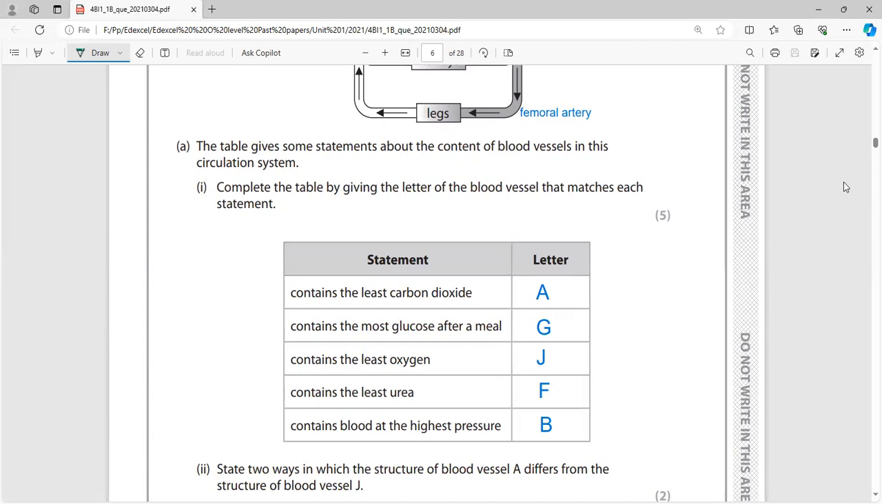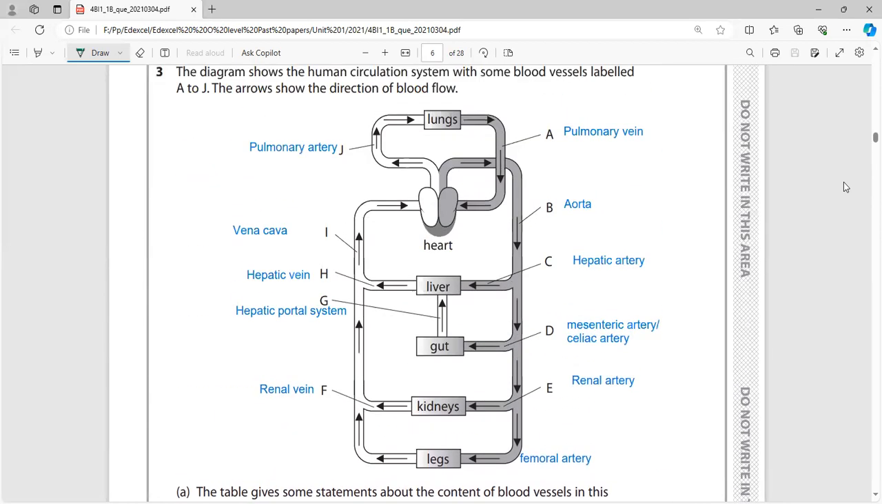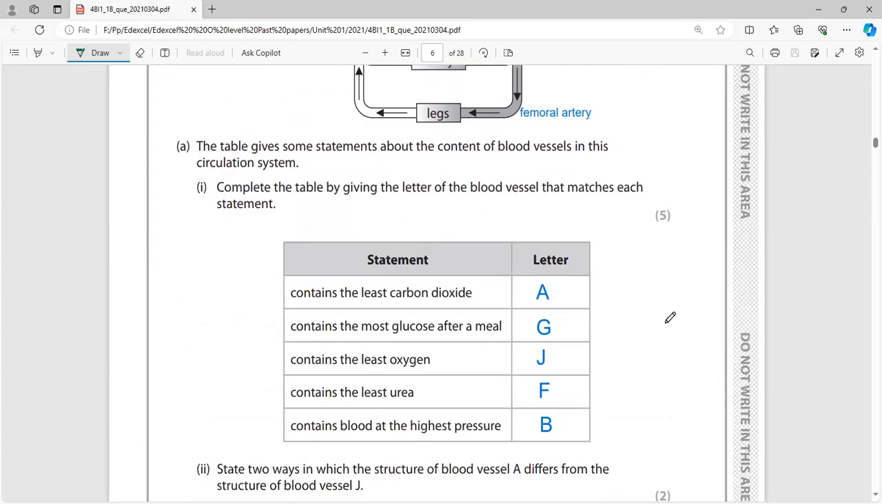Next, we have which contains the most glucose after the meal. Obviously, the blood vessel which is absorbing the glucose and amino acids from the food tract, that is coming from the gut, is making the hepatic portal system. So that's the vein containing the hepatic portal system. This is G.